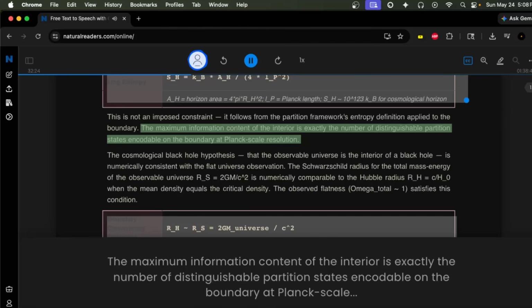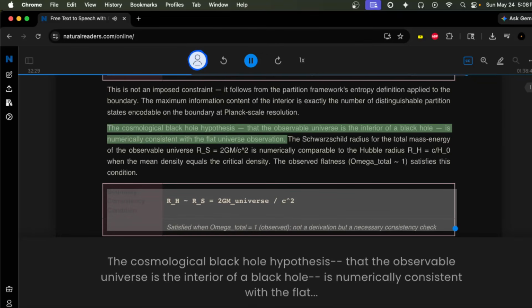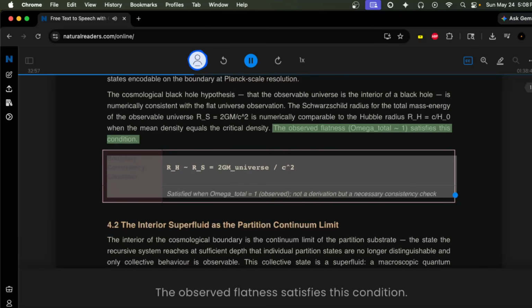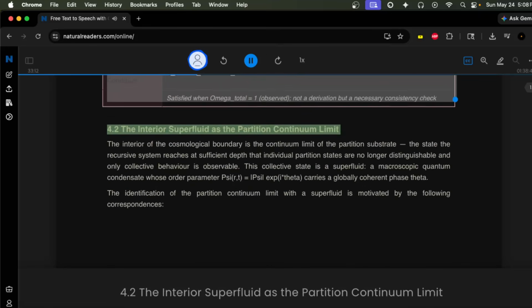The cosmological black hole hypothesis, that the observable universe is the interior of a black hole, is numerically consistent with the flat universe observation. The Schwarzschild radius for the total mass energy of the observable universe, Rs = 2GM/c², is numerically comparable to the Hubble radius, Rh = c/H0, when the mean density equals the critical density. The observed flatness satisfies this condition.